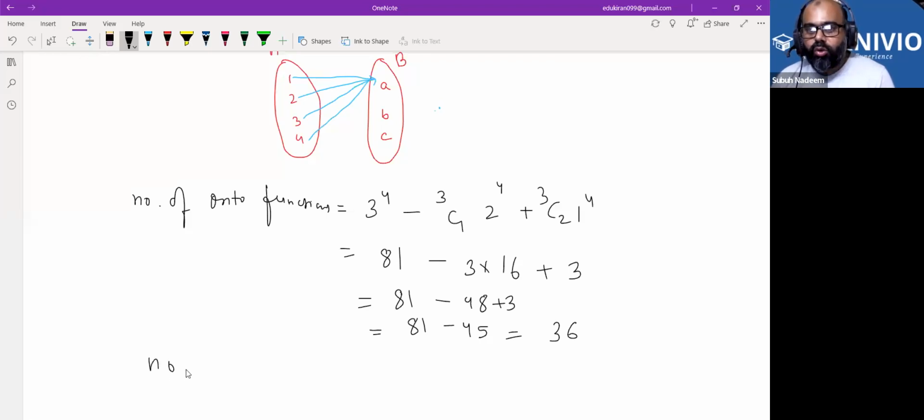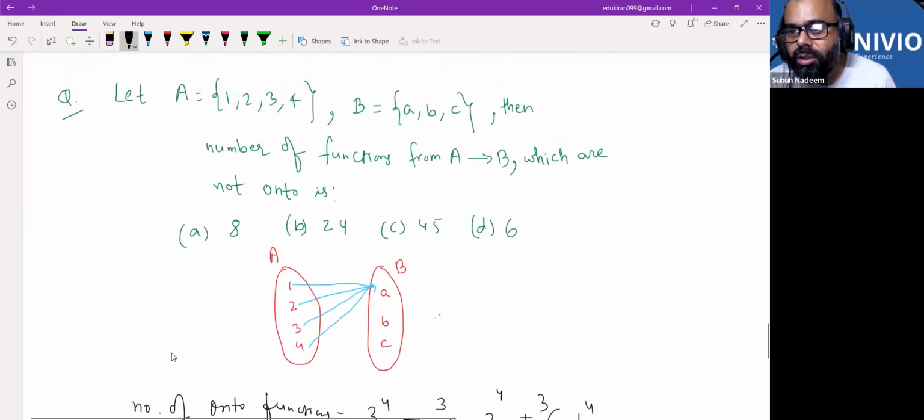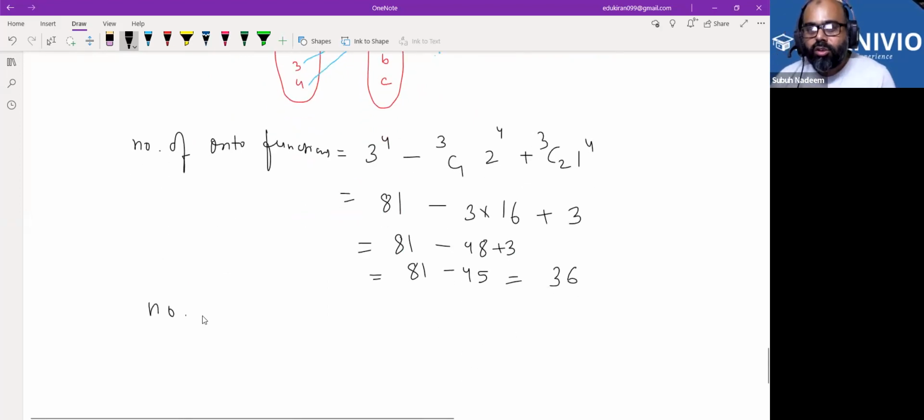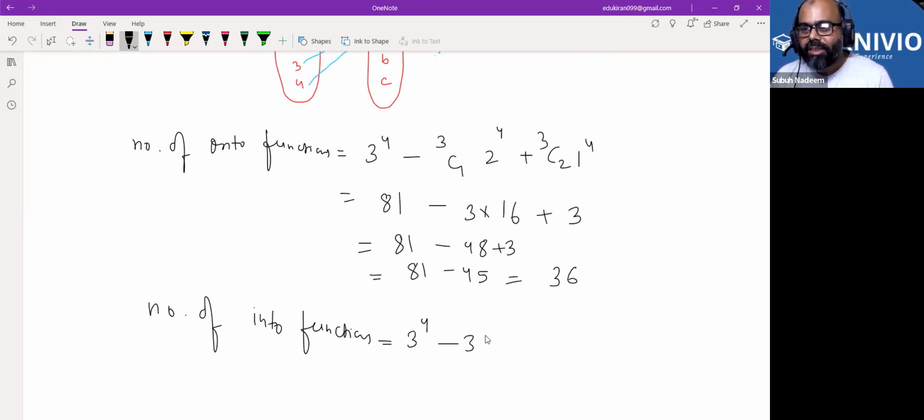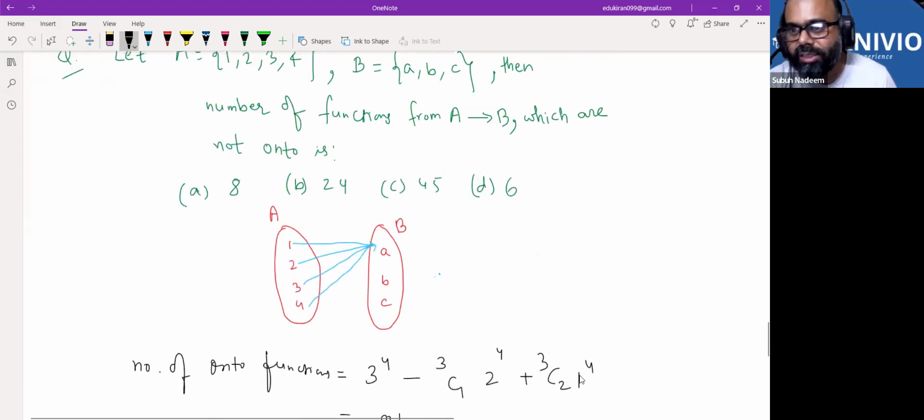And we don't want onto functions, but we want those which are not onto. So we want the number of into functions. So total number of functions is 3 to the power 4 minus 36. So 81 minus 36 will be 45. So this is your answer, which is option C.